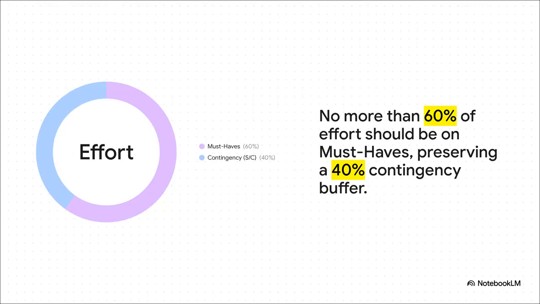And here's where it gets really smart. Moscow isn't just a to-do list, it's a risk management strategy. The best practice is to make sure your must-haves take up no more than 60% of your total effort. That leaves the other 40% as a built-in buffer. If things take longer than expected, you can drop a should or a could feature without the whole project failing. It's like building a safety net right into your plan.